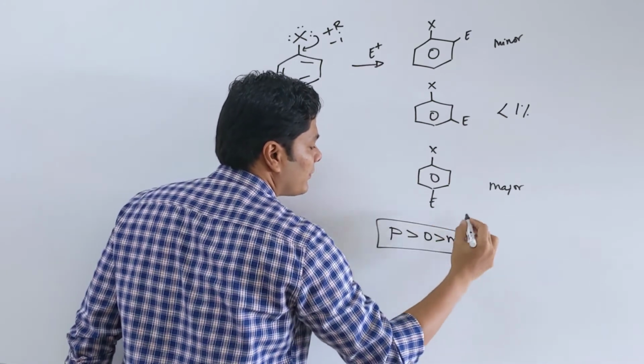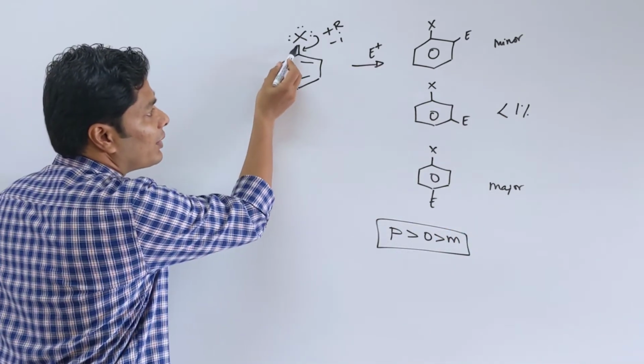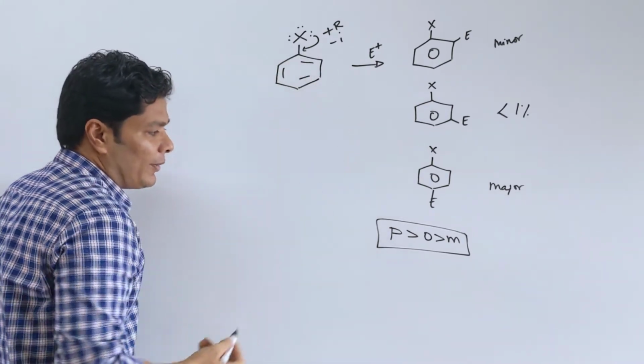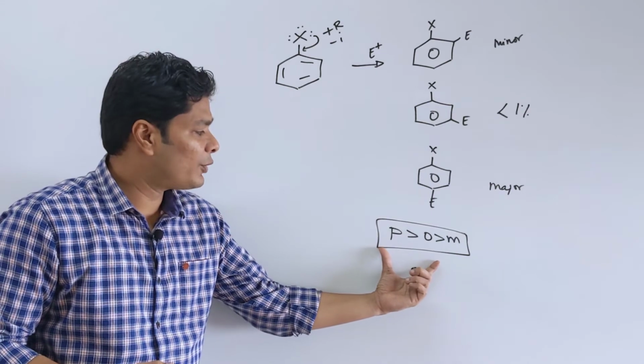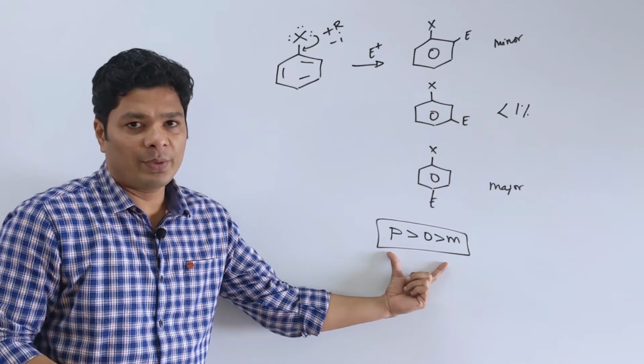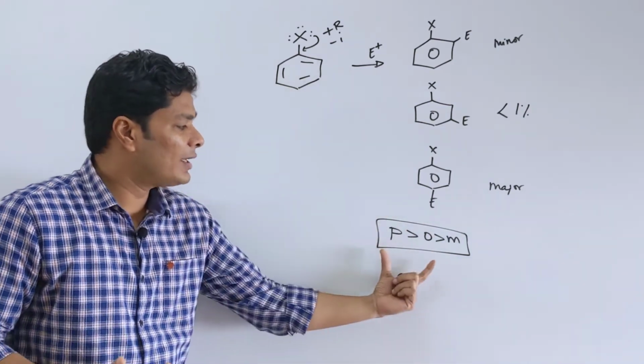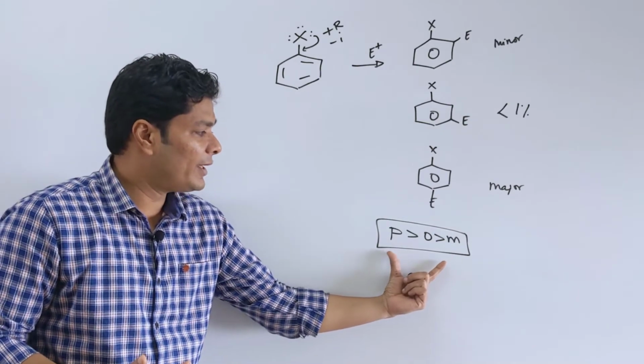You want to remember this for the inductive resonance effect of chlorine, bromine and iodine, and also fluorine. This is the order in which you get the products. This is pretty similar to what an OH would give you. OH is plus R minus I, so it will give you the same in phenol. So the same you are going to get here.